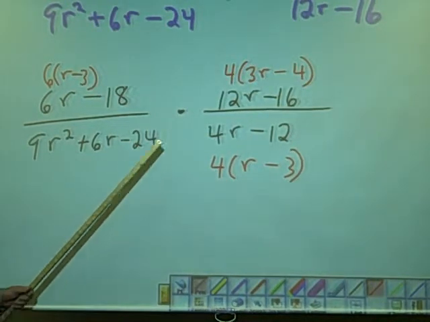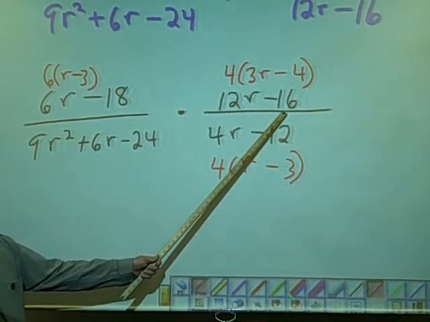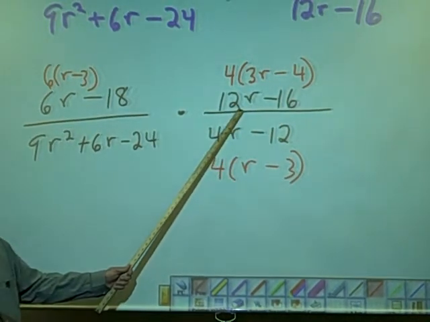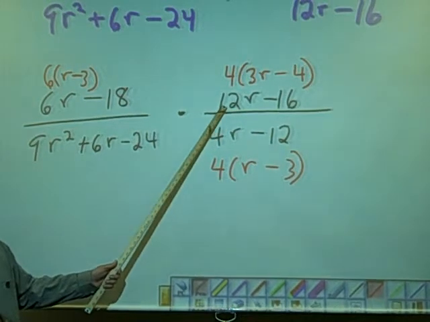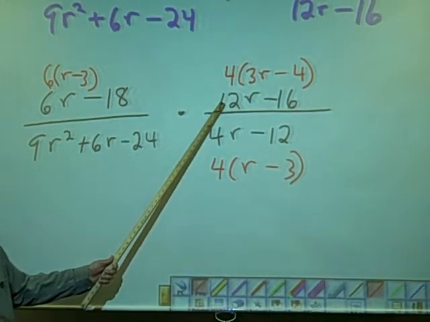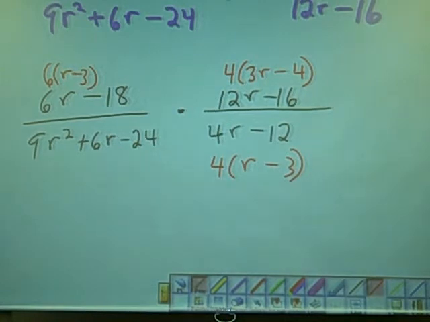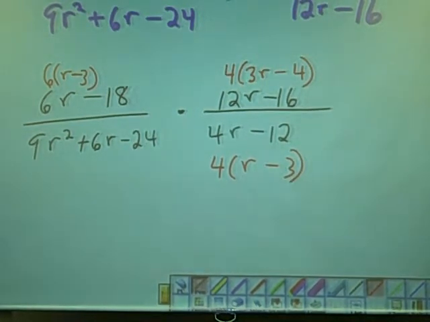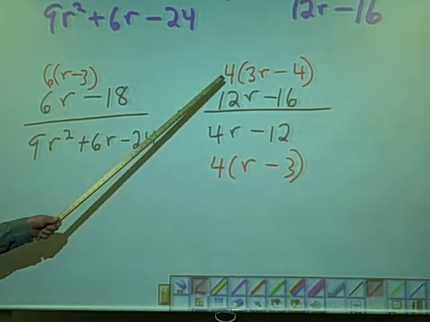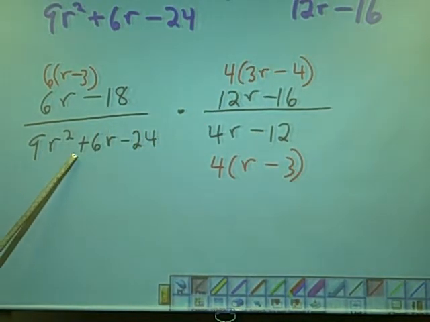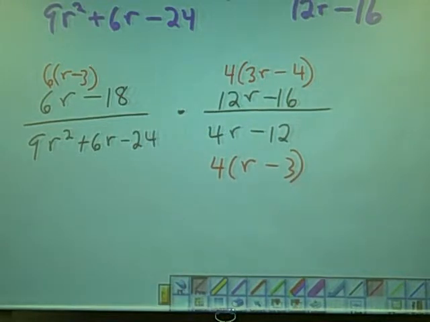All right, now this one here, 4 doesn't cancel directly into 12. Well, you can factor 4 out, but you still have 3 left. So you factor 4 out of 12r, that's 3r, and then 4 factored out of 16, that's 4. So you have a 3r minus 4. So maybe when you factor this trinomial, you'll also get a 3r minus 4. That can be a clue for you to help you factor that trinomial.